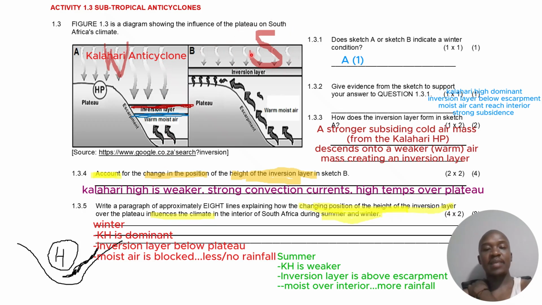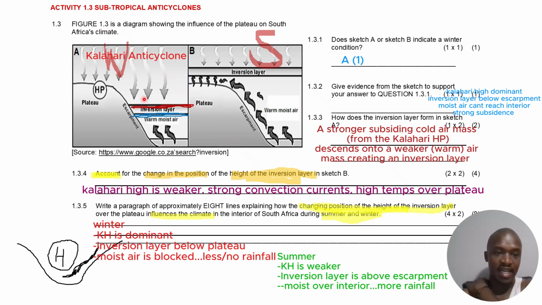Then you'll tell me, in summer, the Kalahari High is weaker, right? The inversion layer is above the plateau or above the escarpment. You see that it's above both of them. It's above the plateau, above the escarpment. And then warm, moist air from the ocean rises and it reaches the interior, right? When it reaches the interior, you can see it starts to rise, cool, and condense to form clouds. We don't show them there, but to form clouds, and clouds will bring about the rainfall, and therefore there'll be wet conditions in summer. Do you see that? That's your paragraph. Be specific.